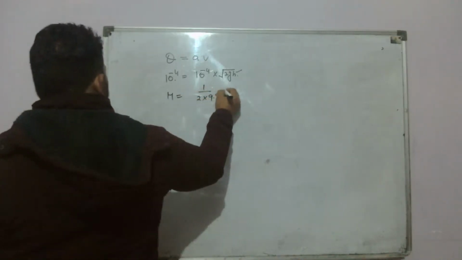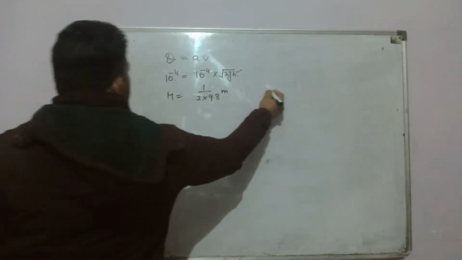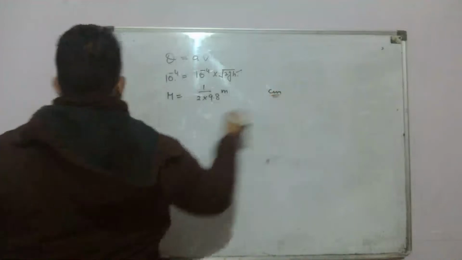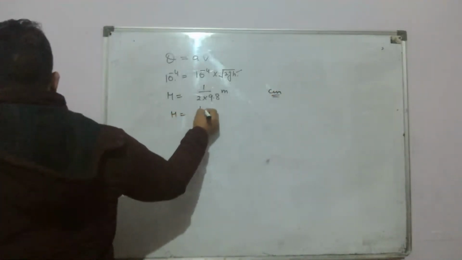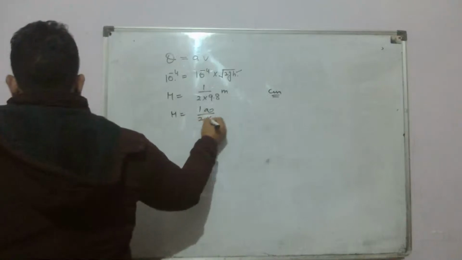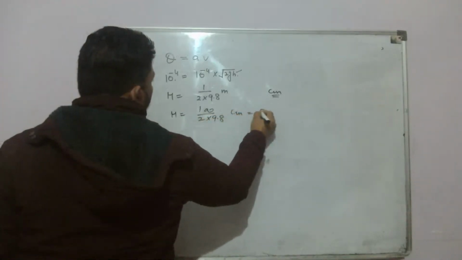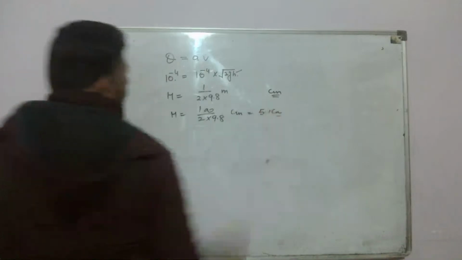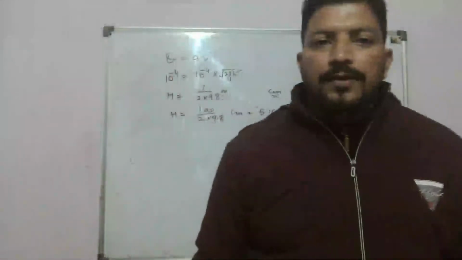meter, but the option is in centimeter. So here h is equal to 100 divided by 2 multiplied by 9.8 centimeter. That means 5.1 centimeter. This is a shortcut way. Equation of continuity is A1 V1 is equal to A2 V2.